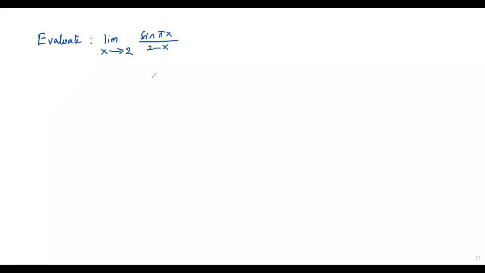Here we have a problem on limits. That is, we have to evaluate the limit as x tends to 2 of sine(pi x / 2) over (2 - x). Okay, here what we can do is directly substitute the given limit for x. That is, we have to plug in 2 for x into the function.